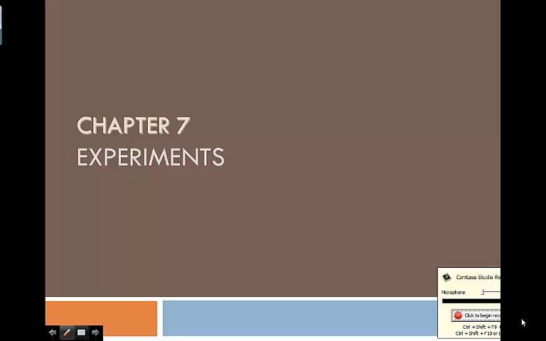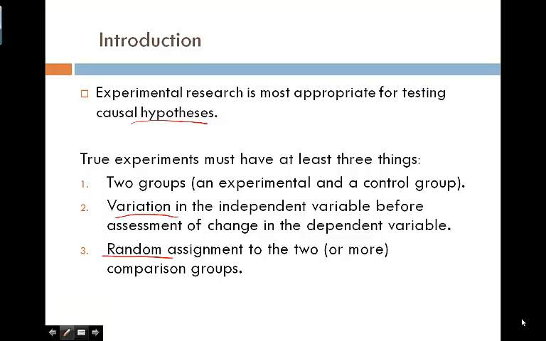Hello, we are going to talk about experiments today. Experimental research is most appropriate for testing causal hypotheses. True experiments must have at least three things.